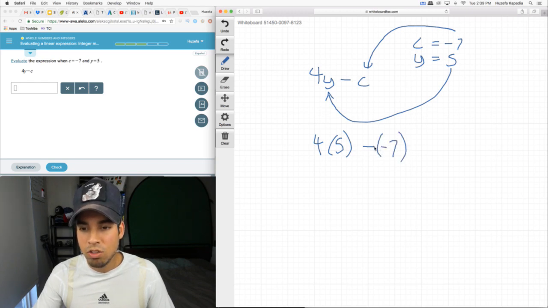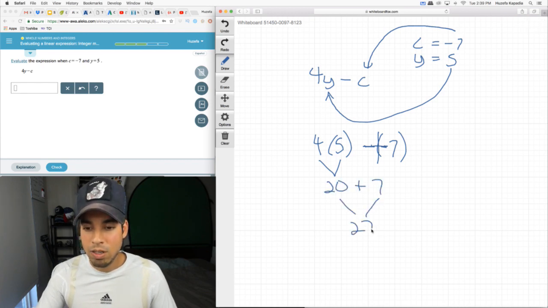Now, what do we got here that's interesting? We got a minus and negative. What did I tell you to do in that case? Turn it into a plus. So now we've got 4 times 5 first, which is 20, plus 7. Add them together and we get 27.